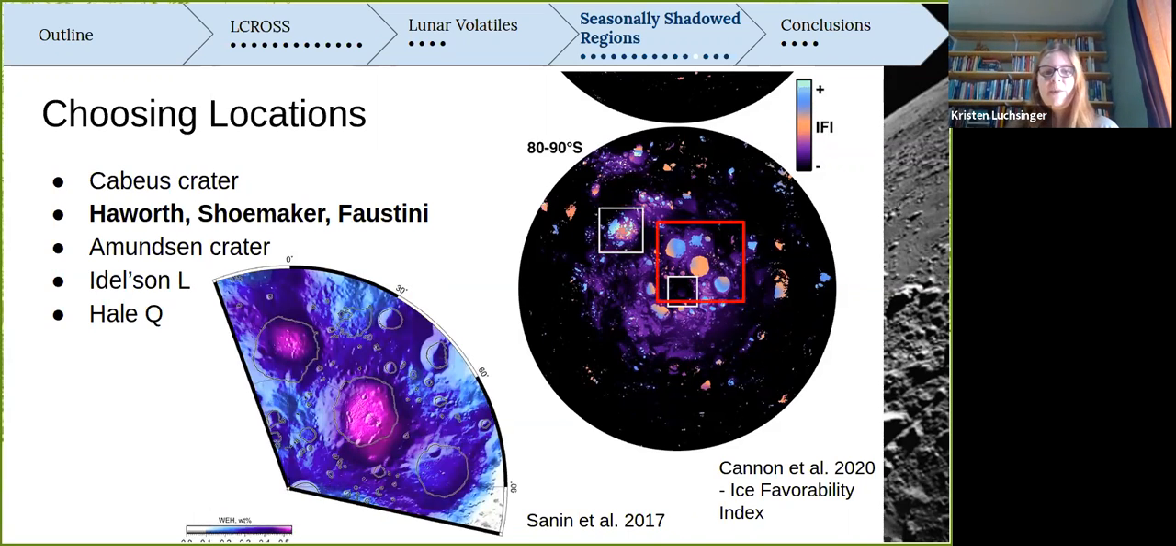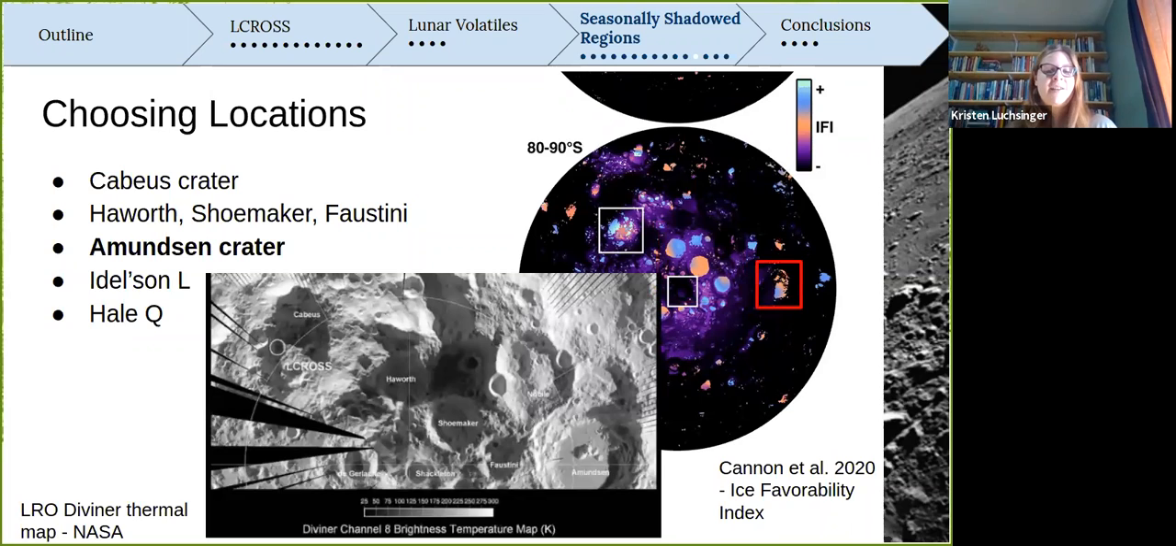I also chose the Haworth, Shoemaker, and Faustini craters, as well as the ridges in between them. These craters have really interesting complex topography, complex ice favorability index matrices. You have these great neutron signatures in 2 of those craters. And so I was really interested in looking at how across these 3 craters at these very high latitudes, what kind of variation are we looking for? Are we looking at an ice or an ice behavior and the variability between the various locations? So these are really interesting locations, and they've been mentioned several times as targets of possible human exploration. So I thought these would be a really great and interesting place to look for possible water ice behaviors.